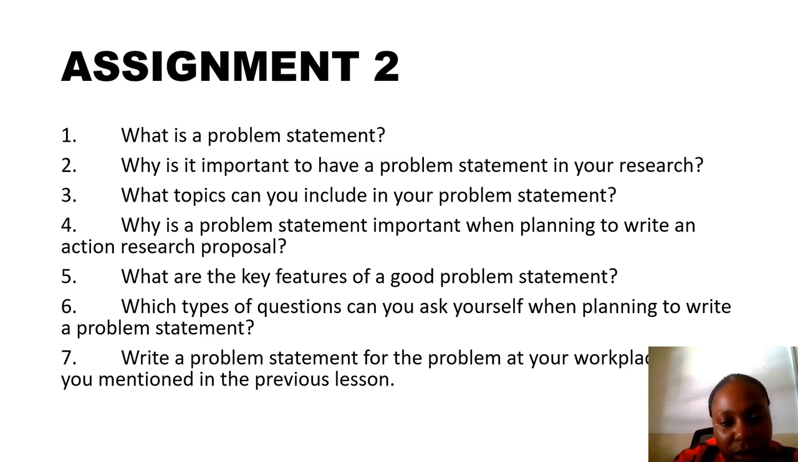Then why is it important to have a problem statement in your research? You can also write reasons why you think it's important to have, or maybe it's not really important. Then number 3, what topics can you include in your problem statement? So you look at the problem which you have identified in lesson number 1. Then after looking at it now, you can try to brainstorm which topics you can include in your problem statement. So of course, we know the format of the problem statement. You start with the problem, background, relevance, and then objective or proposed solutions. So now you can try to think what you are going to write under your problem statement.